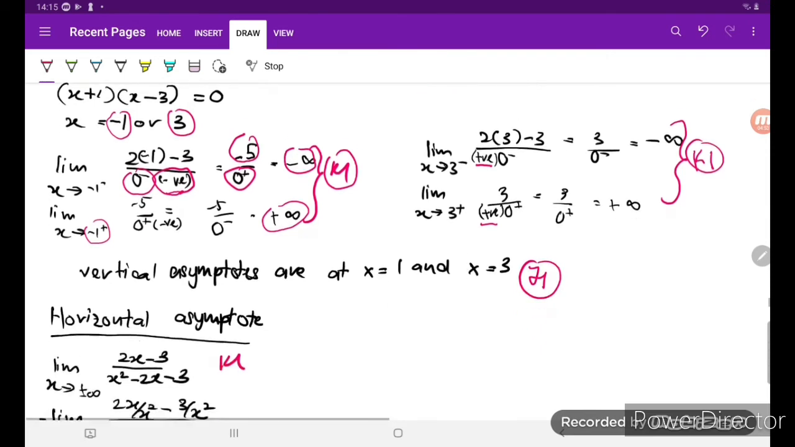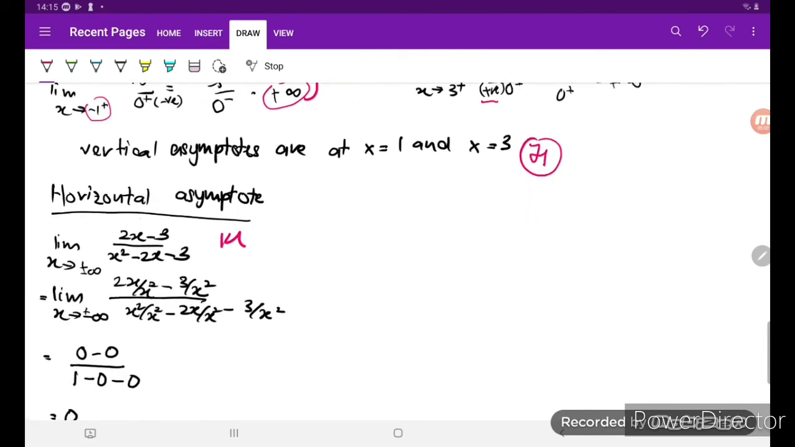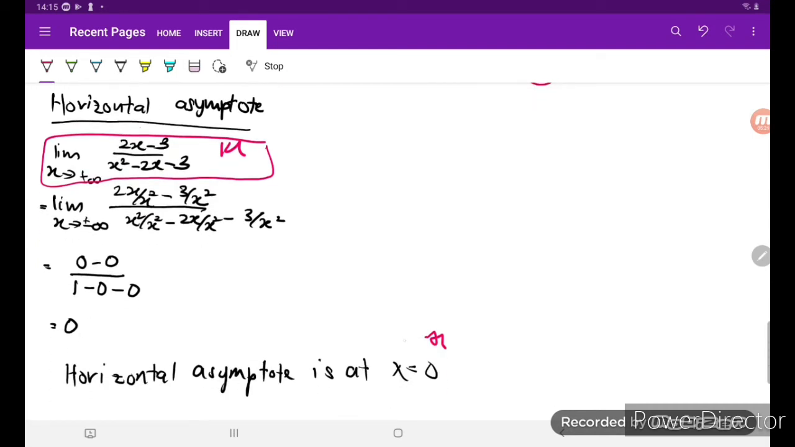So for horizontal asymptote, we just calculate the limit for the function. Positive or negative, or you don't write also can, never mind. Okay, the calculation will be the same. Divide, you write the function, you write the calculation of limit, and then k1, and then you divide every term with the highest power of denominator, and you get your answer. So you get J1. So horizontal asymptote is at x equals to 0.